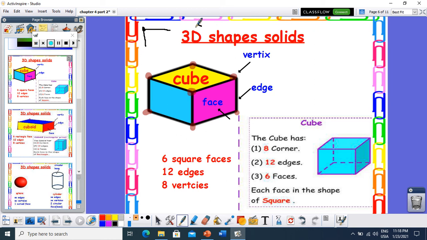So, now we are in 3D, not 2D. So the straight line on the 3D shape is called edge.